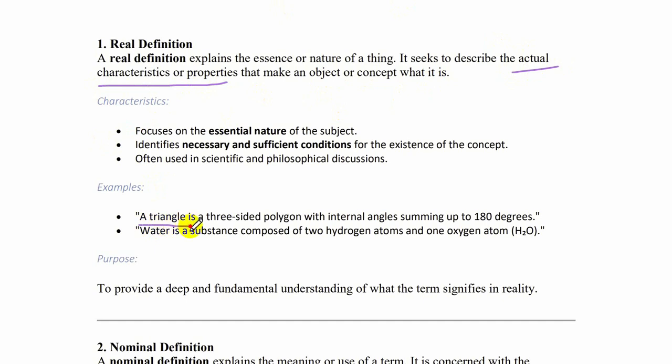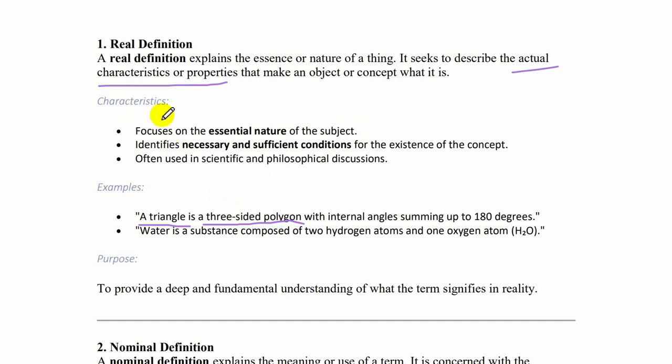So we spoke about a triangle earlier. So what is a triangle? What are its characteristics? What are its properties? What concept is it made up of? A triangle is basically a three-sided polygon with internal angles summing up to 180 degrees. So even if I say a three-sided polygon with all angles totaling 180 degrees, I can say that it means it's a triangle.